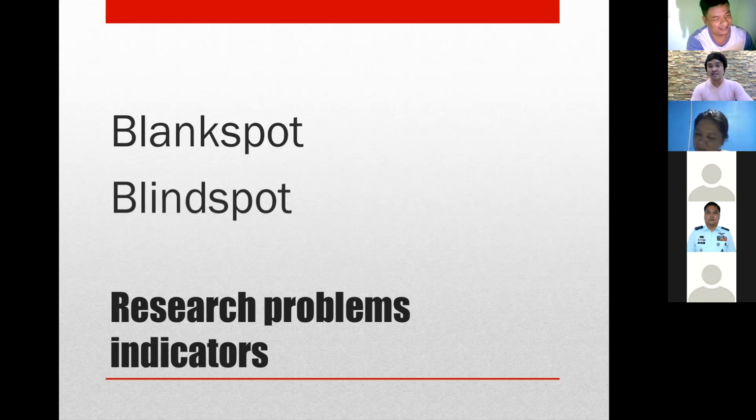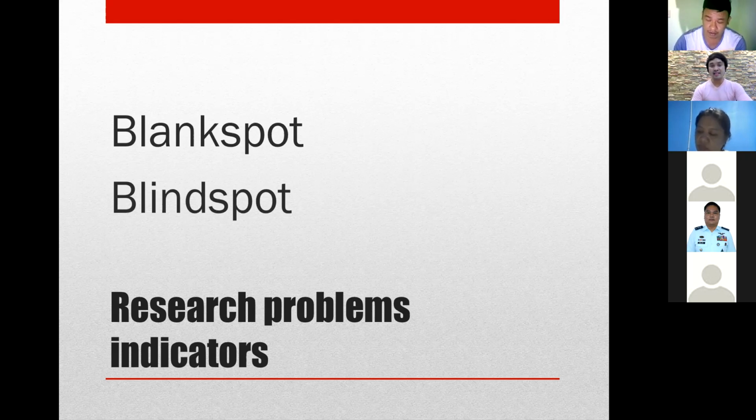Kaya ang sinasabi ko, research is about solving a problem that requires systematic process. And pag sinabing systematic process, step-by-step procedure. Step 1, topic identification. Step number 2, reviewing the literature. Kasi when you review the literature, it will tell you whether you have a blind spot or a blank spot. Nakuha niyo po ba yon?